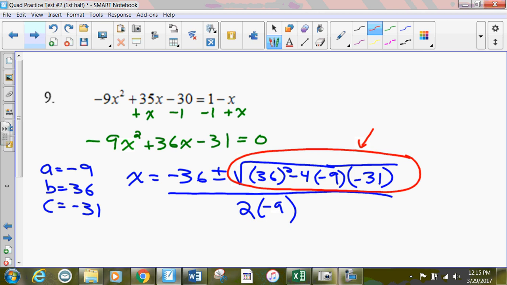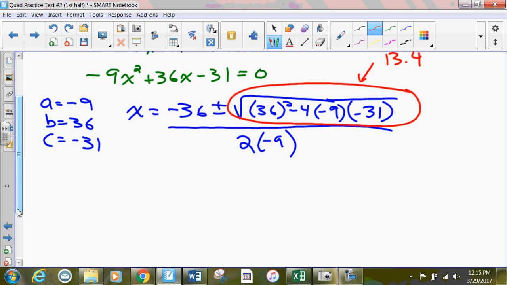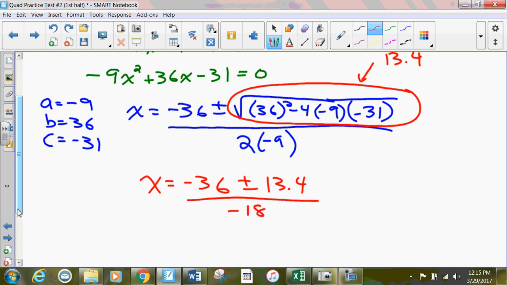Okay, so we're looking at this, and this is going to give me, it looks like in my practice test thing, I rounded this to 13.4. It probably did give me a messy square root, but I'm hooked up to a mic, and I can't find a calculator. So this is the way we're going to do this one. If it was a messy square root, we could just leave it as such. So let's see, we're going to have x equals negative 36 plus or minus 13.4 all over negative 18. And then we'll split that up.